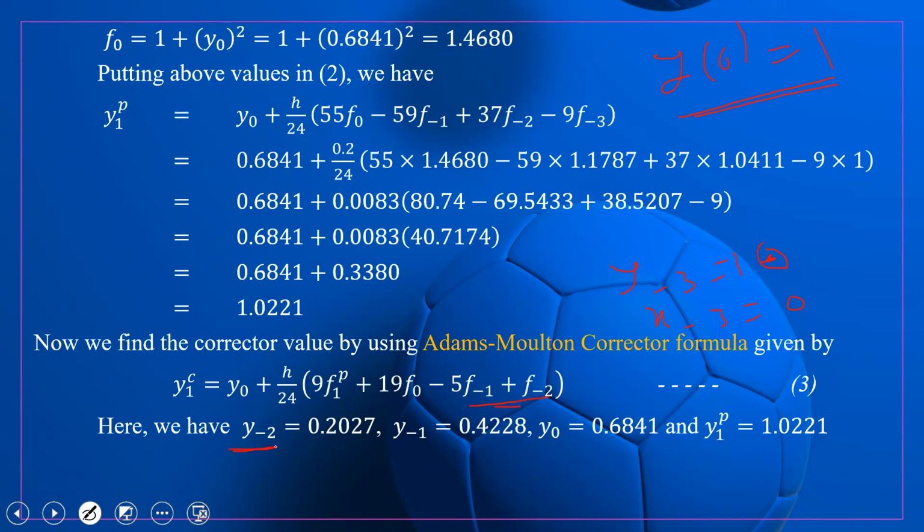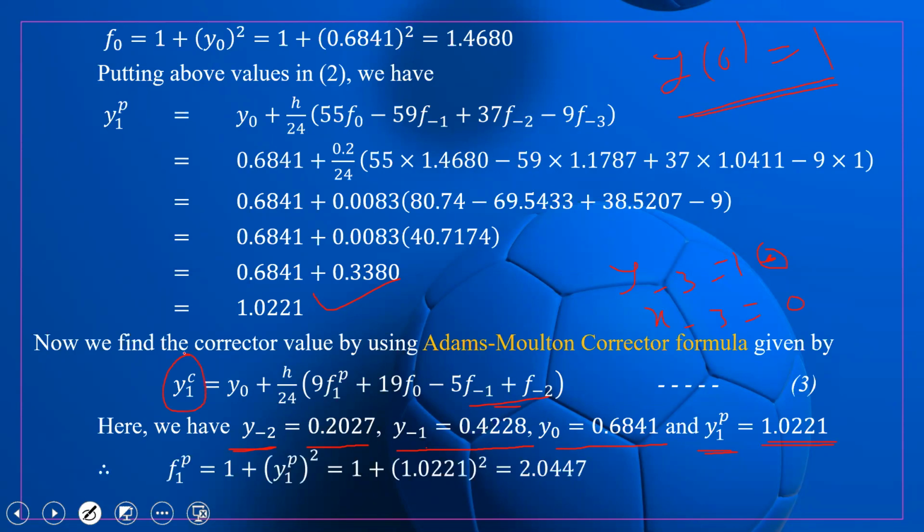So y of minus 2 is equal to 0.2027. Y of minus 1 is equal to 0.4228 and y0 is equal to 0.6841. And y1p, which we have calculated from this formula, is 1.0221. So now what is our aim? Our aim is to find the value of y1c.